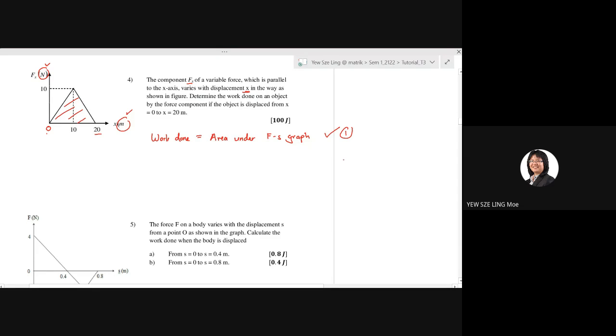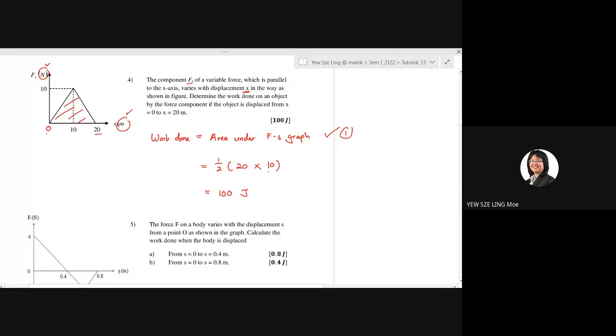Okay, now work done equals to area under Fs graph, which is then equals to, now you look at the graph, it is a triangle. So 1 over 2 times the base, which is 20, and then times the height, which is 10. Okay, 1 over 2 times 20 times 10. So eventually you're going to get 100 joule. So that is question 4.